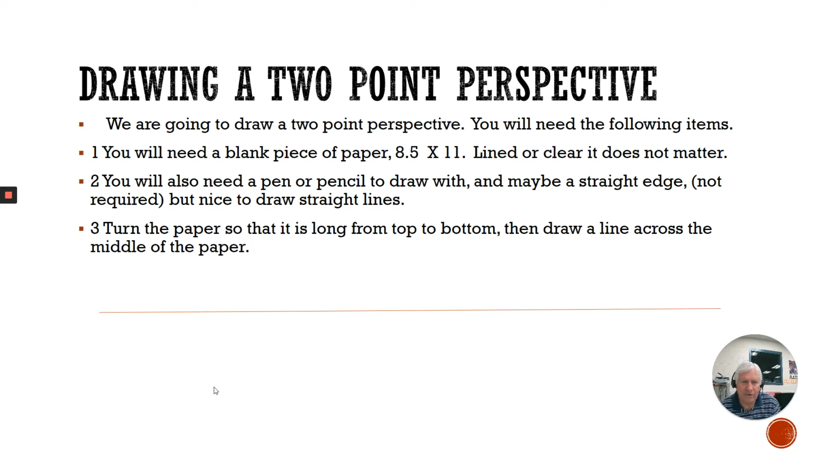Okay, so we're going to be drawing a two-point perspective. So first of all, you will need a blank piece of paper, as I've already told you, 8.5 by 11. It doesn't matter if it's lined or clear. Go ahead and see if you can round one up. You'll need a pen or a pencil. Probably a pencil's better because if you need to erase something, it's pretty tough to erase ink. And maybe a straight edge. It's not required to have a straight edge, but it's nice to have nice straight lines. It's easier to see and do the drawings that way.